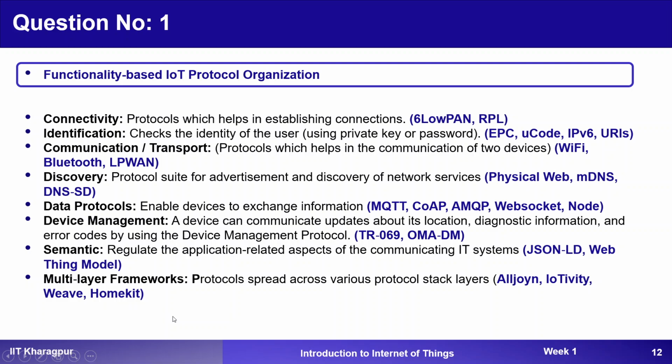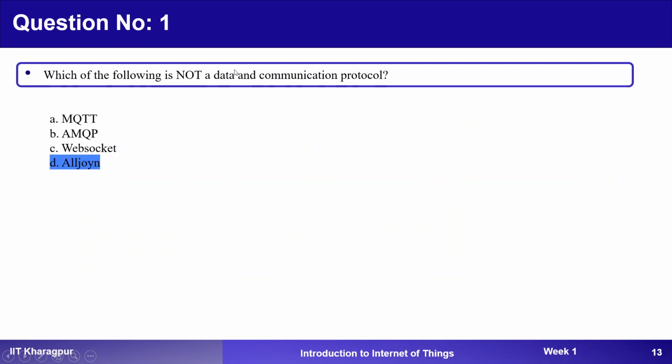From here we can see that AllJoyn is not a data protocol, it is a multi-layer framework protocol. So the answer for your first question is AllJoyn. Your MQTT, AMQP, WebSockets are your data protocol and your communication protocol. You can check over here. This is your communication protocol and this is your data protocol.